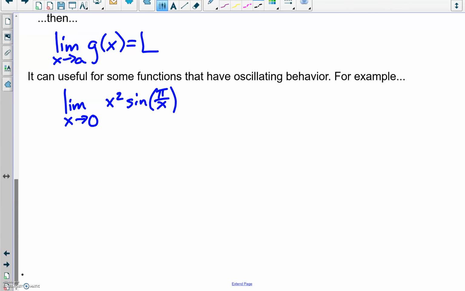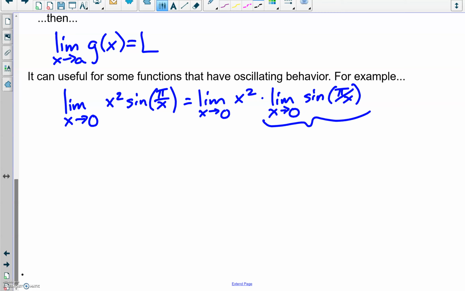I want to find the limit of x squared sine of pi over x as x approaches 0. First thing I'm going to do is split this up into a product. So limit as x goes to 0 of x squared times the limit as x goes to 0 of sine of pi over x. Now the first part of the product, that's fine. We can do that all day long. Second part, this does not exist. And 0 times does not exist does not necessarily equal 0. So we have to do something different than using our limit laws. And that's where the squeeze theorem is going to come in.